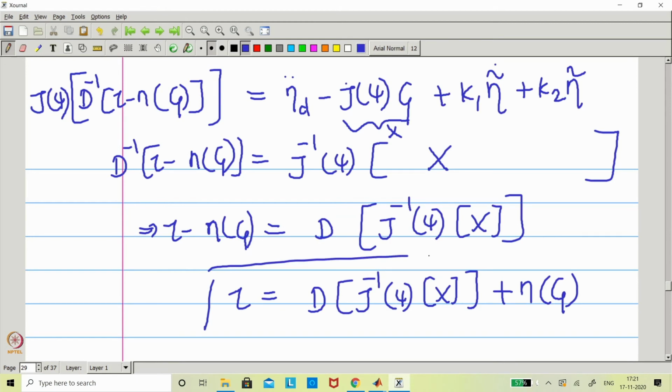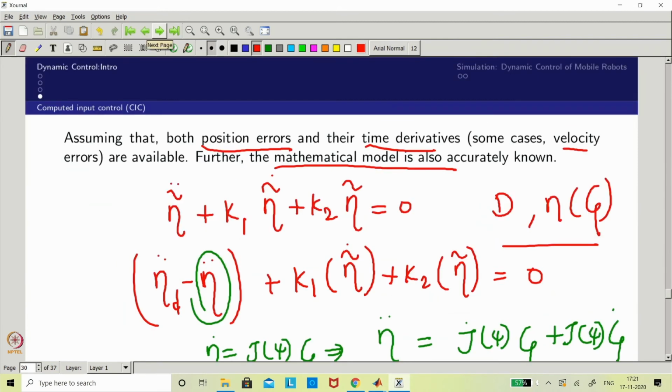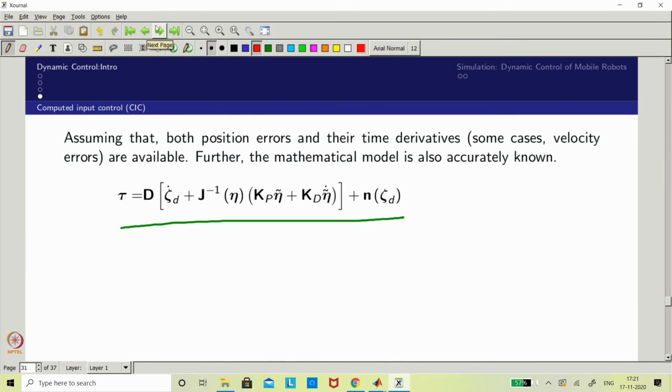Now you have computed the torque based on your model. These two terms come from the model and this comes from your feedback, where you can see that the second order error dynamics become 0, in the sense that both converge. That is what we are trying to see, and that is what we have substituted here. I rewrite that in a general form.